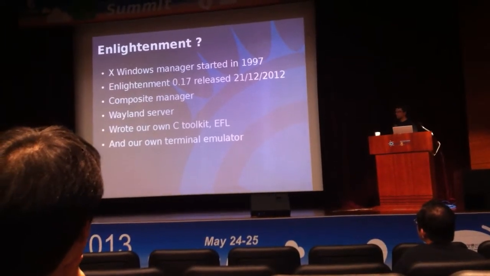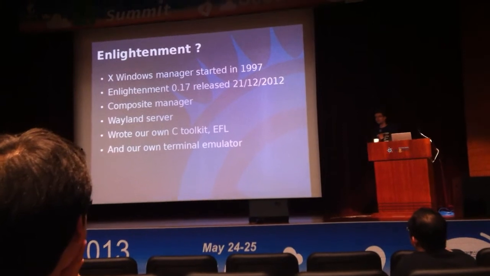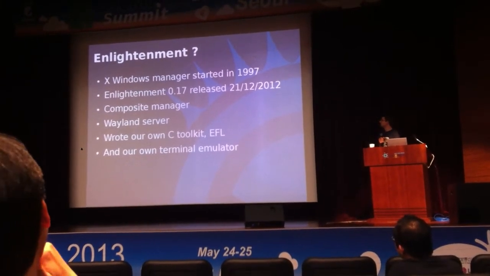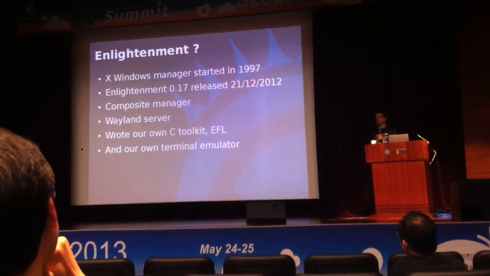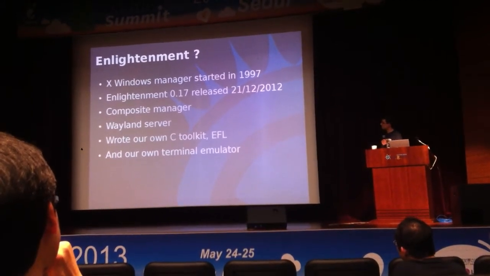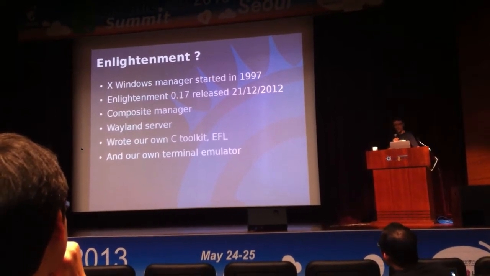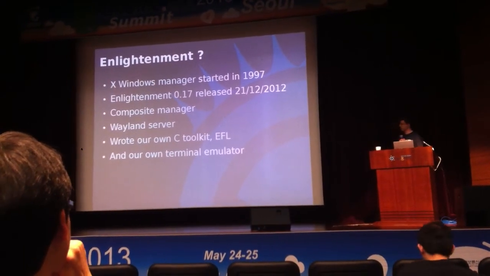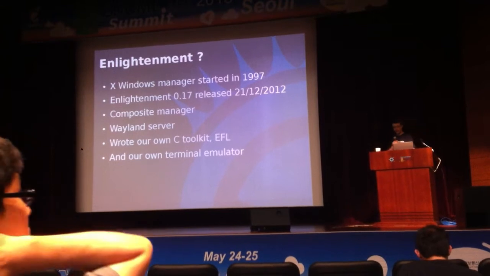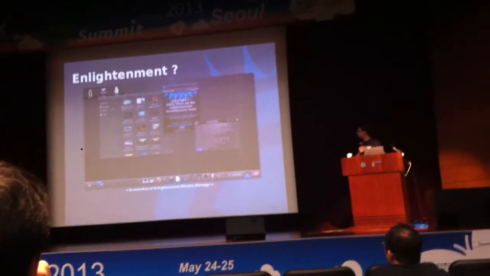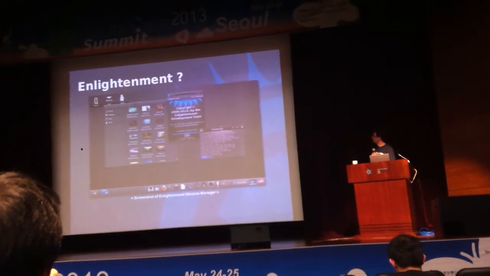So what is Enlightenment? Enlightenment is an X window manager, kind of old stuff from '97. But it took us 10 years basically to do the next version last year. It's a compositing manager, it's a window manager and a screensaver. In the meantime, we also wrote our own toolkit, EFL, and our own terminal emulator. That is basically what it looks like, some old school stuff.